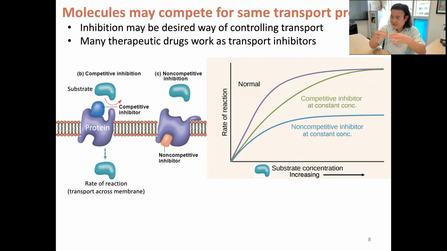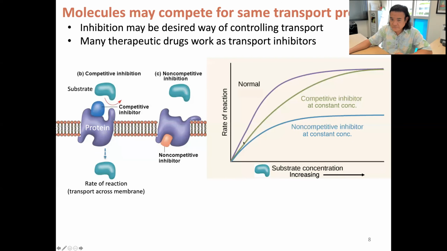So it's like there's a competition for binding to the purple transport protein, and that would be the green line over here, right? What the green line is showing is, let's say you have this dark blue competitive inhibitor present, and you're not going to change the concentration of it. It's just there at the same concentration throughout this whole graph, even though you're still increasing the concentration of the light blue substrate that the cell wants to move in there.